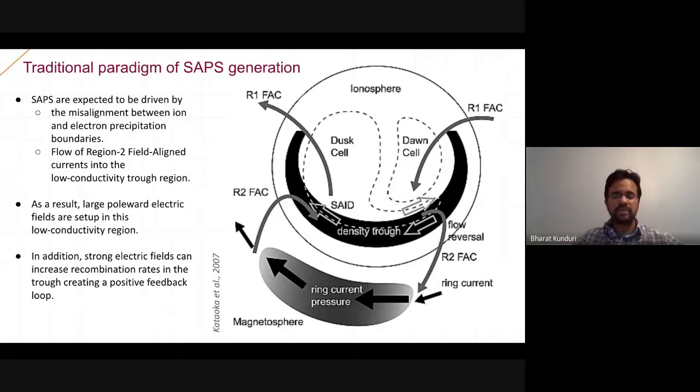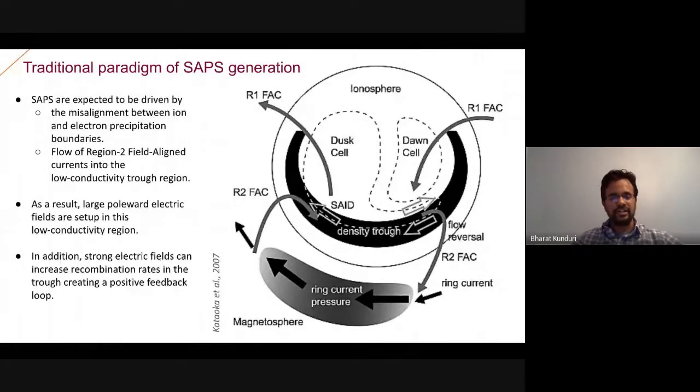Since SAPS are located inside the mid-latitude density trough, and especially when the electric fields exceed 50 millivolts per meter roughly, it is expected that they lead to an increase in the recombination rates, and as a result, you would see a decrease in the density of the trough. Which further creates an increase in the electric field, and a positive feedback loop is set up, increasing the electric fields, which further reduce the density of the trough.